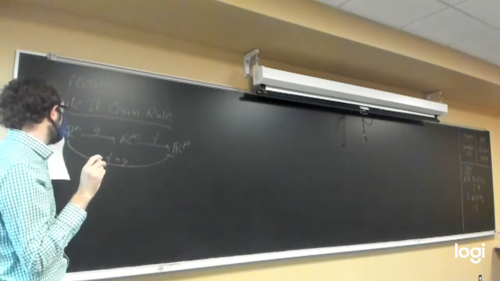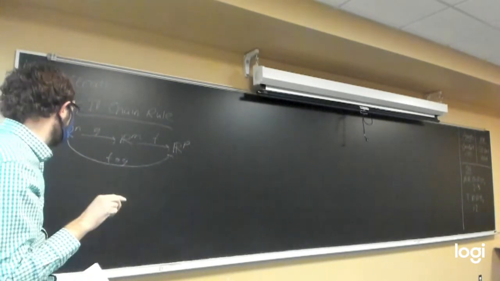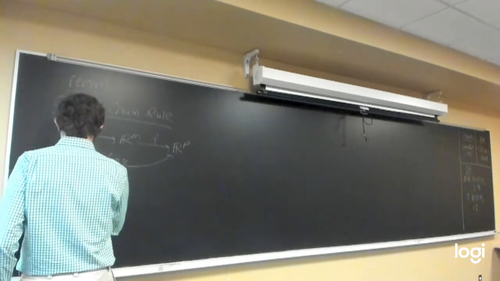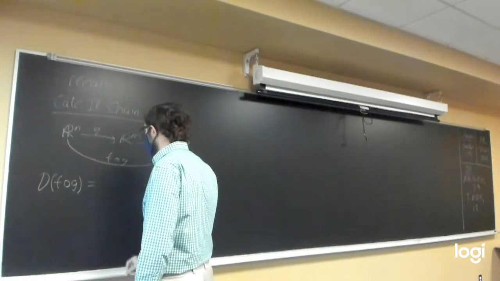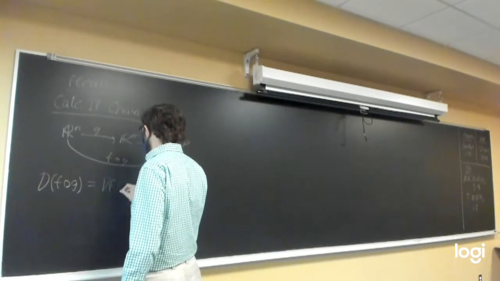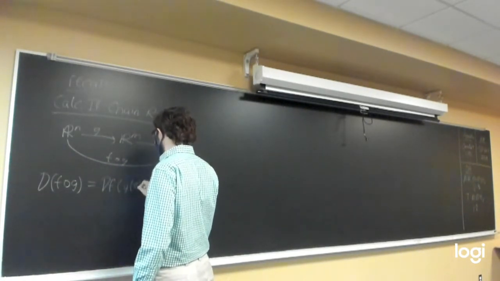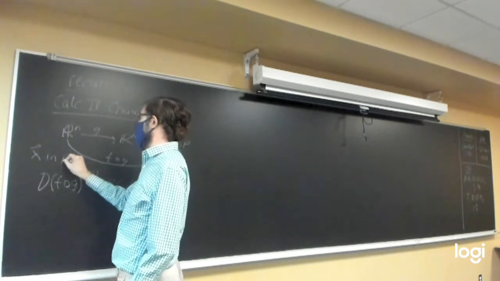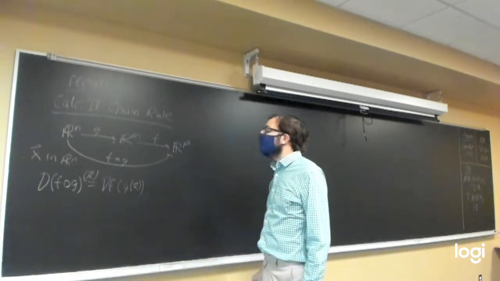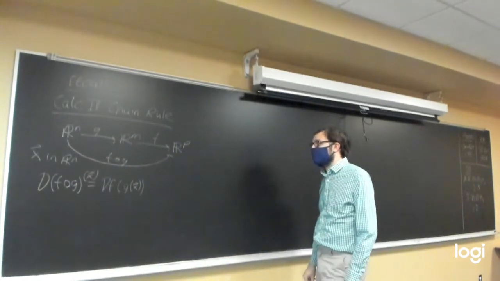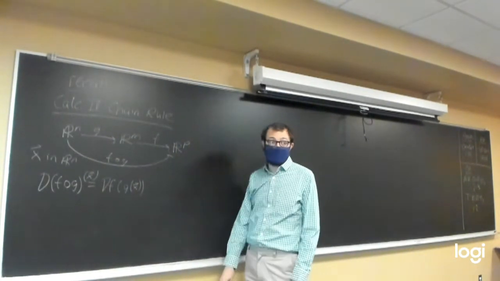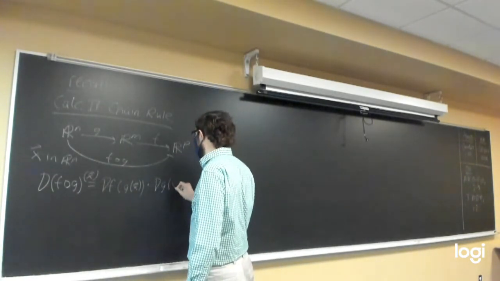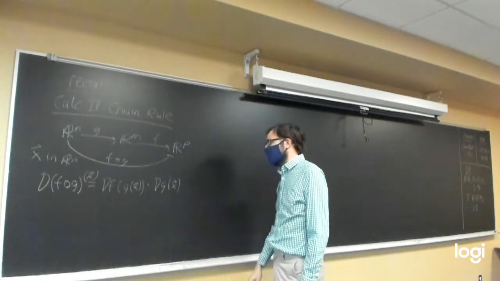It has the formula: for some vector x in Rn, the derivative of f composed with g evaluated at x is the derivative of f evaluated at g of x multiplied by the derivative of g evaluated at x.